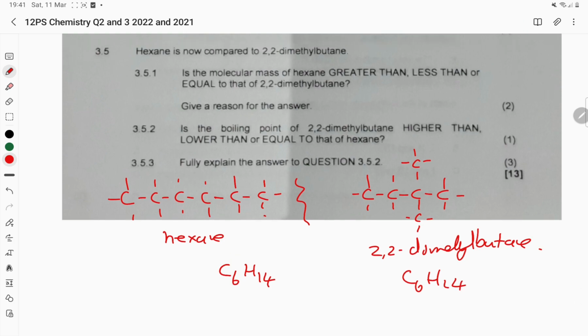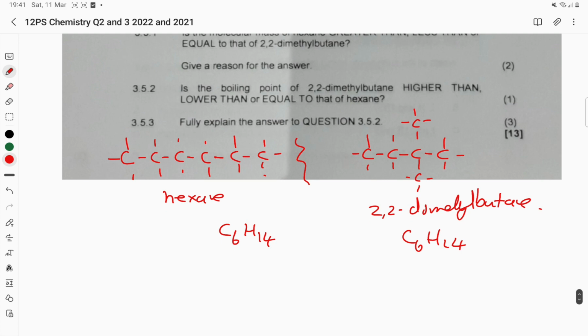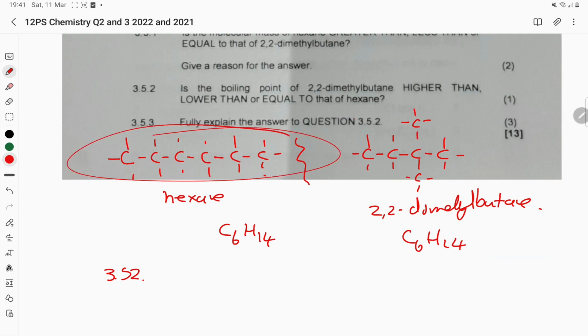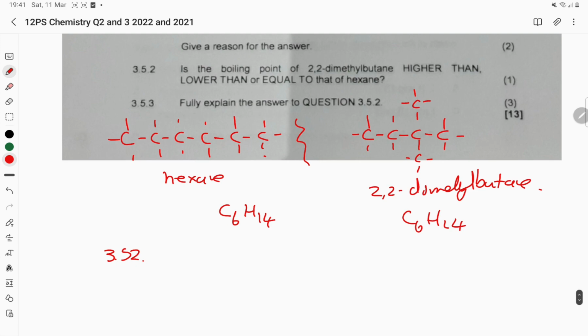Then which one will have the higher boiling point? Is the boiling point of 2,2-dimethylbutane higher than, lower than, or equal to hexane? It will be less than. It's got to do with chain length. This boiling point is less than the hexane's. Hexane has a longer chain length. Remember, it's got to do with those London forces.